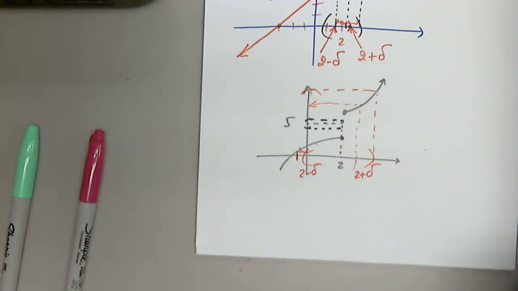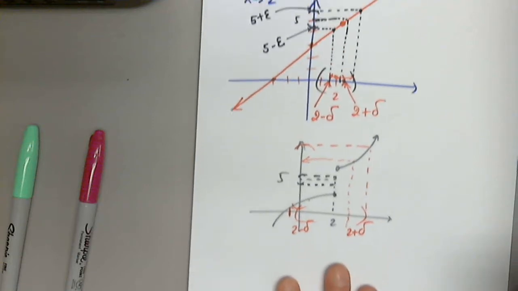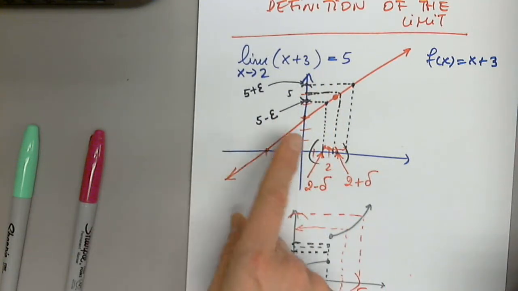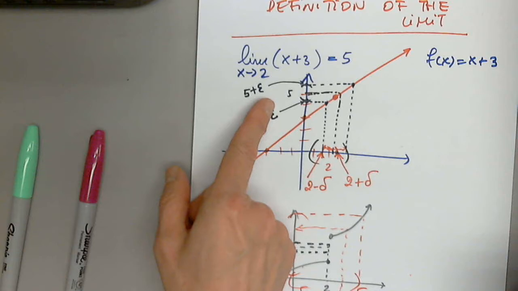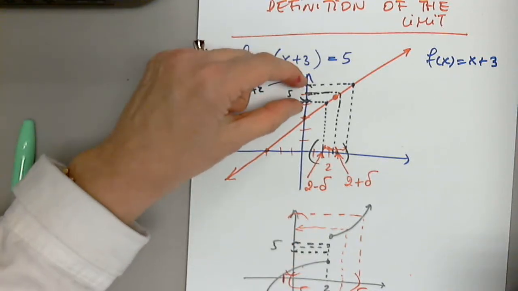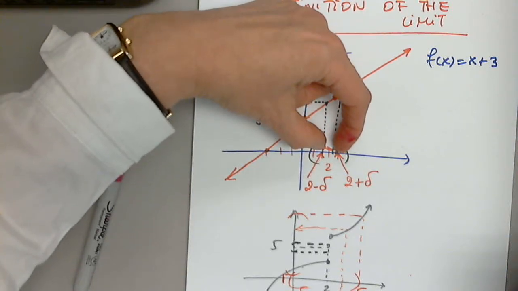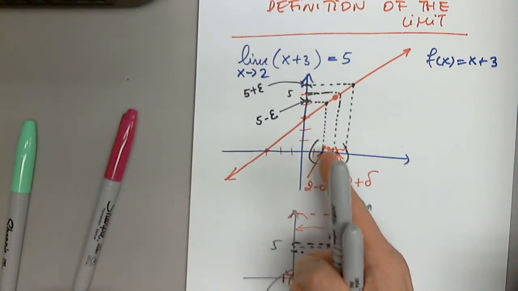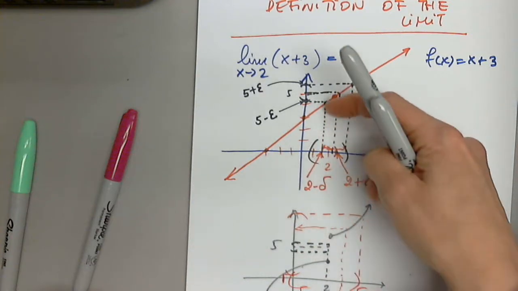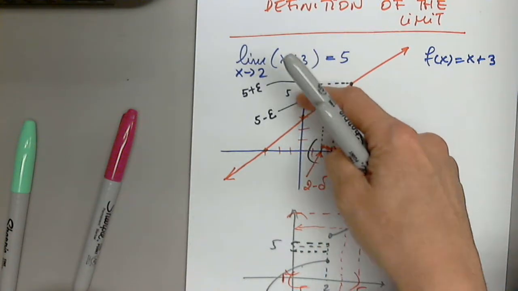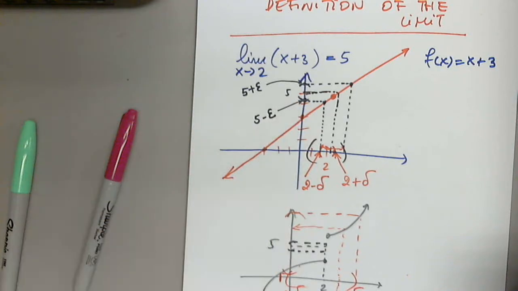No, there is no open interval around 2, because these two will hit here and then you're going to have just a vertical line, because the limit does not exist. So the limit exists if I can show that this mechanism is true for any epsilon. One more time, for any epsilon around 5, I will be able to find a delta around 2 such that when I pick an x value, the f of x for that x will always fall within epsilon from 5.